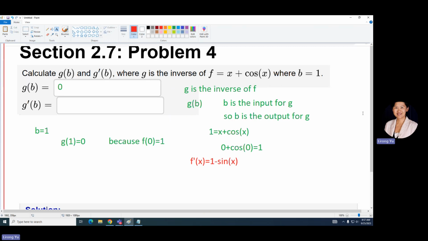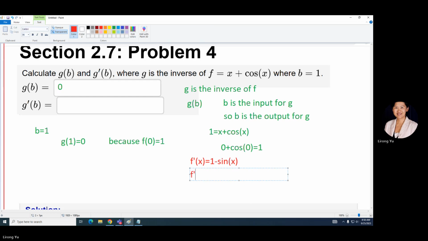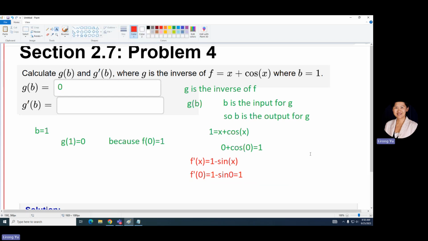Now remember, for the original function the input is 0 and the output is 1, because for the inverse we switch input and output. The inverse is 1, 0; the original is 0, 1. So we plug in 0, the original input x value, to make sure we don't plug in the wrong value. If you plug in 1, it will be wrong because of the switch. So f prime of 0 is equal to 1 minus sine of 0. Sine 0 is 0, so this is equal to 1.